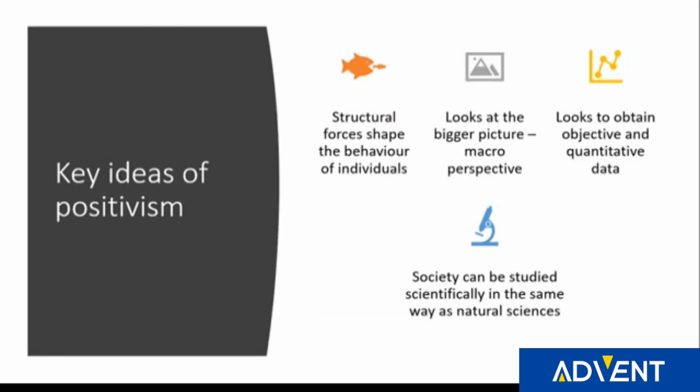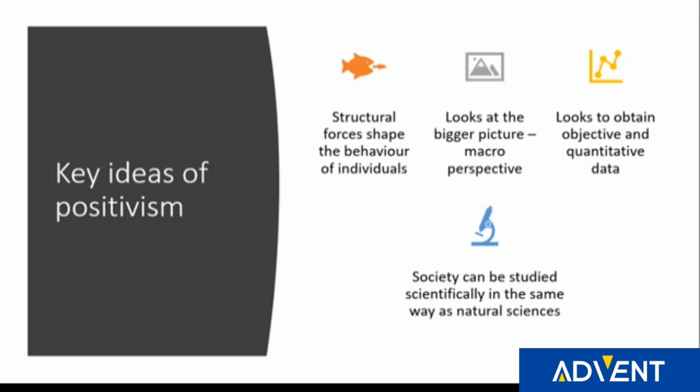One of the key ideas of positivism is that society is shaped by social institutions, and that these institutions, things like education, family, religion, work, shape the behaviour of individuals. Positivists therefore take a more structural view of society, looking at the bigger picture rather than the interactions between individuals. Positivism is a form of macro-sociology, concerned with the impact of social forces and how these shape individual behaviours.